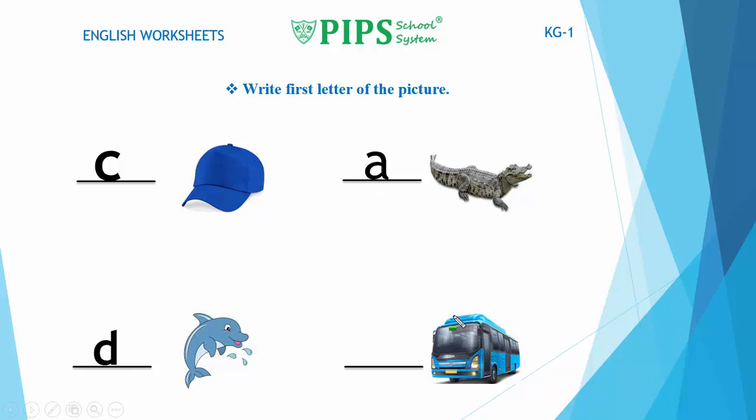The last picture is bus. This is a bus. The initial letter of bus is B. It sounds like B. B. Bus. Here we will write the letter B like this.